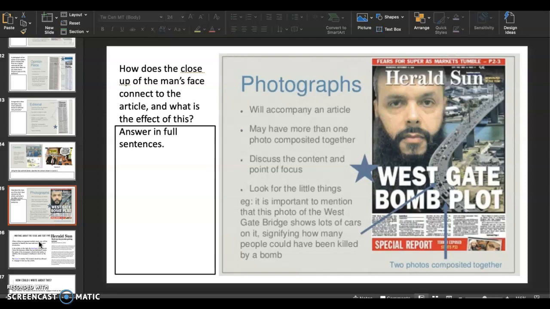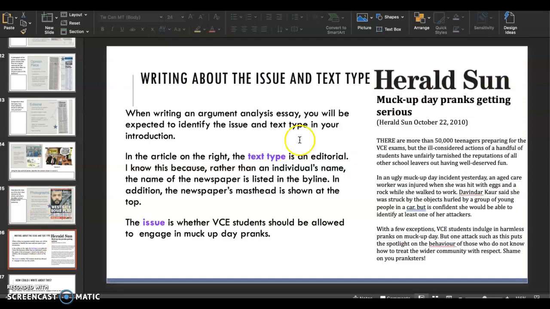Okay, there's quite a few slides in today's, so I know these will probably run over time, but please do get this stuff done, okay?